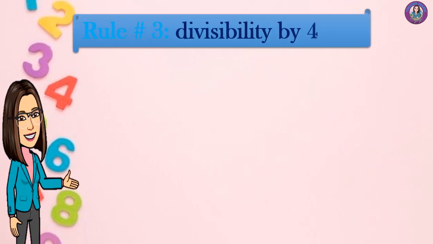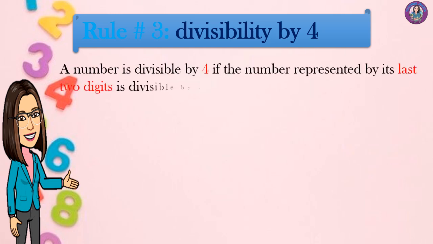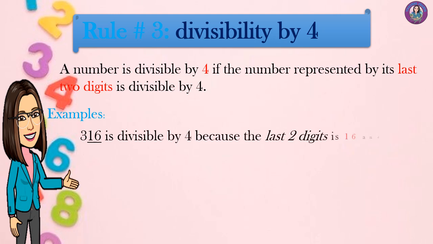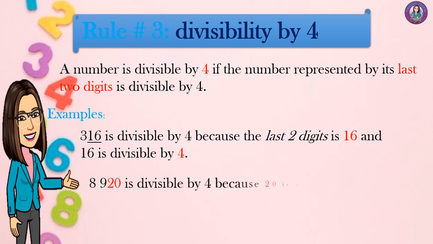Rule number 3, divisibility by 4. A number is divisible by 4 if the number represented by its last two digits is divisible by 4. Examples. 316 is divisible by 4 because the last two digits, which is 16, is divisible by 4. Another example. 8,920 is divisible by 4 because the last two digits, which is 20, is divisible by 4.